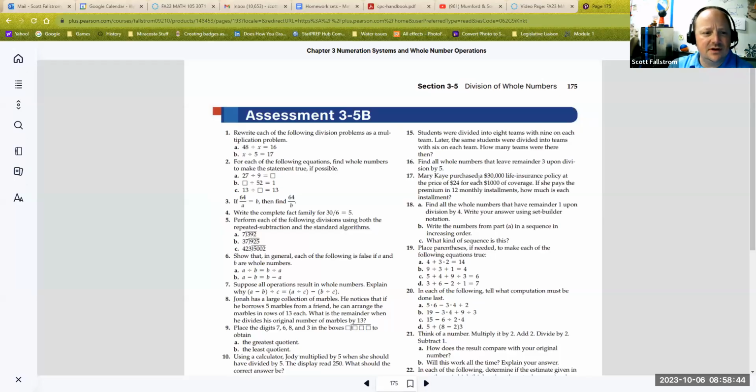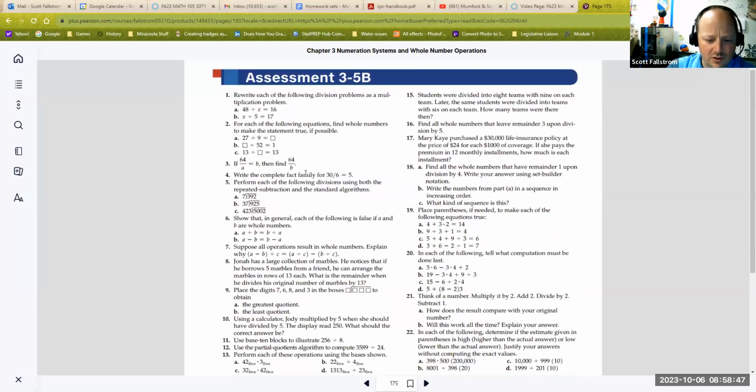Hello, students. Had a question come in from the homework on section 3.5. It's question 3. So let me jump in here and get a little bit of white space going.